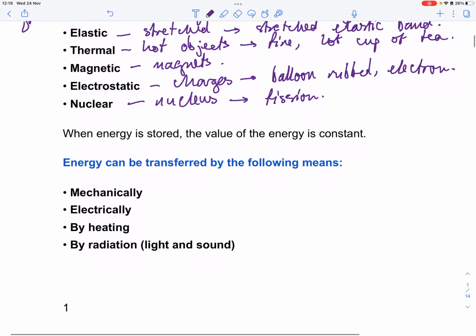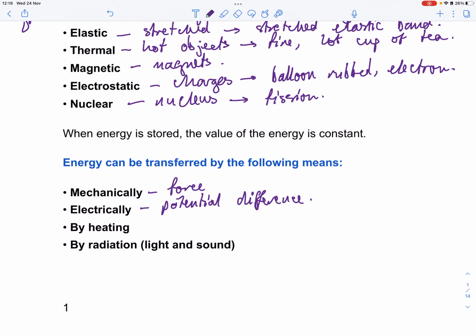And then energy can be transferred from one store to another, or from one object to another, and that can happen in different ways. Mechanically, by use of a force; electrically, by use of a potential difference or a voltage. That will transfer energy electrically via the flow of a current, usually, by heating, and by radiation, such as the transfer of energy via light and sound. So those four different types of transfer can transfer energy from one object to another, or from one type of store to another.